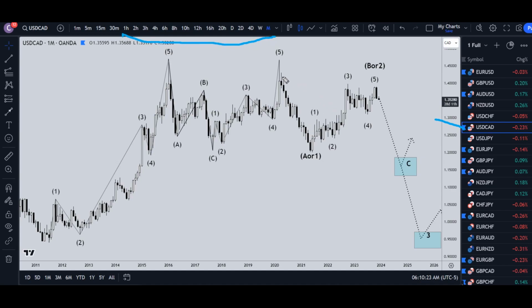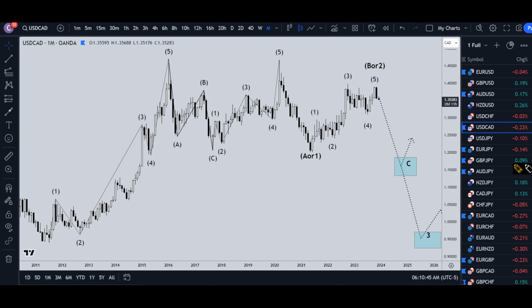So on the dollar CAD, I still think this move down is impulsive, like an A or a 1. To me, it looks like 5 waves up, which I believe is a B or a 2. I think that we're now going down in a downtrend, which is either going to be a C, which would go someplace in this box, or possibly a wave 3, which would go all the way down to about the 0.95 area.